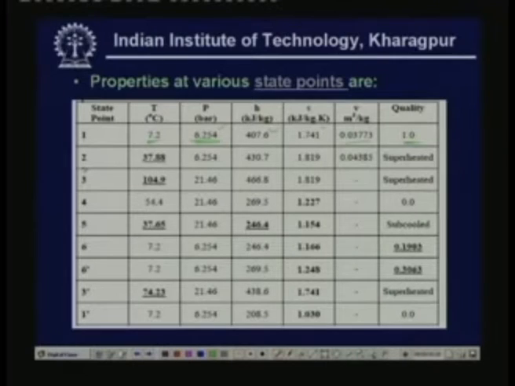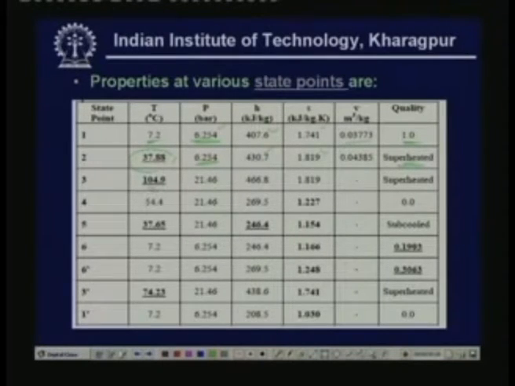Point 2 is the exit of the liquid suction heat exchanger. Here again the pressure remains the same because it is an isobaric heating process. So, pressure is the same as point 1, and temperature we have found from the effectiveness of the heat exchanger as 37.88. Using this pressure and temperature information we can find out the rest of the properties. We find the enthalpy to be 430.7, entropy to be 1.819 and specific volume to be 0.04385, and obviously this is in the superheated region.